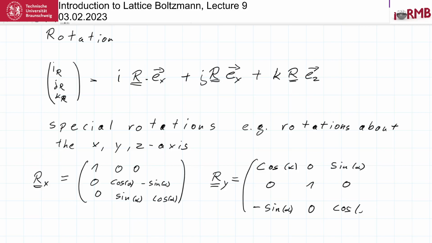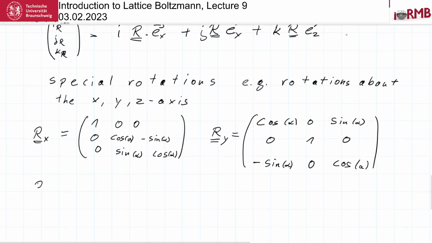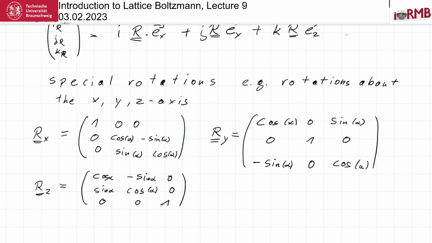Okay, and let's look at the last one. Say we have cosine alpha, minus sine alpha, 0; sine alpha, cosine alpha, 0; 0, 0, 1. And I'm pretty hopeful that this is not new for you, right?